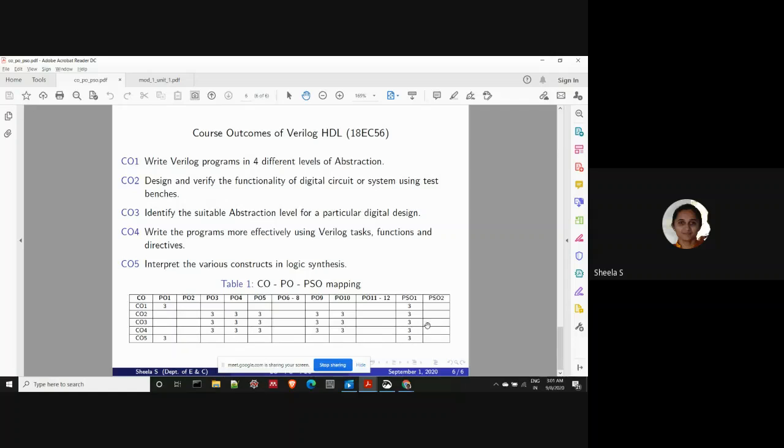POs. And when I consider PSO mapping, since we are considering only digital circuits, and we are not considering any communication part, our course will mainly map to PSO 1, not PSO 2. Okay, so this is how we have considered the CO-PO mapping. The justification for why these particular mappings have been done, I have given. Okay, if you have any doubts you can ask.